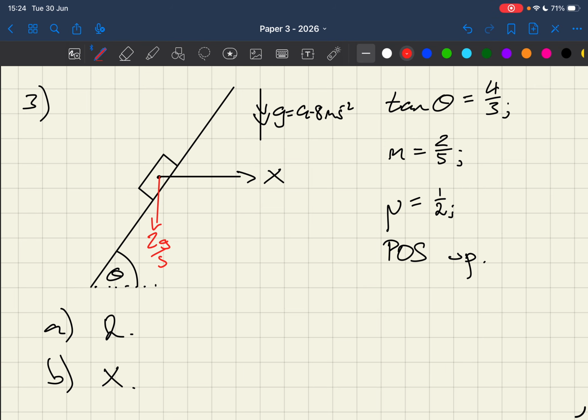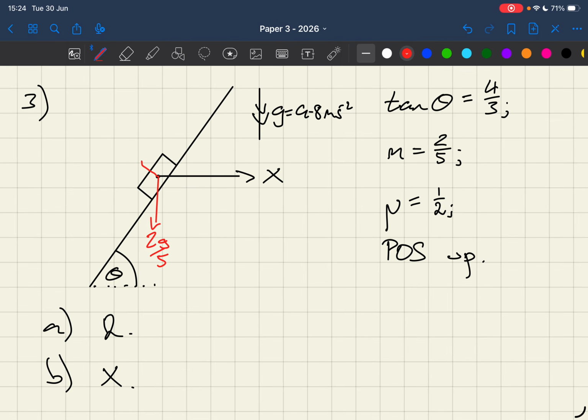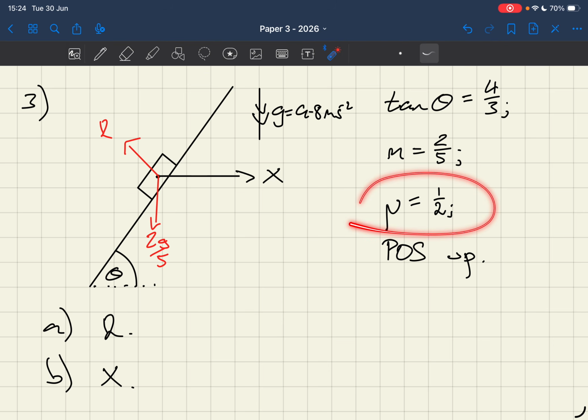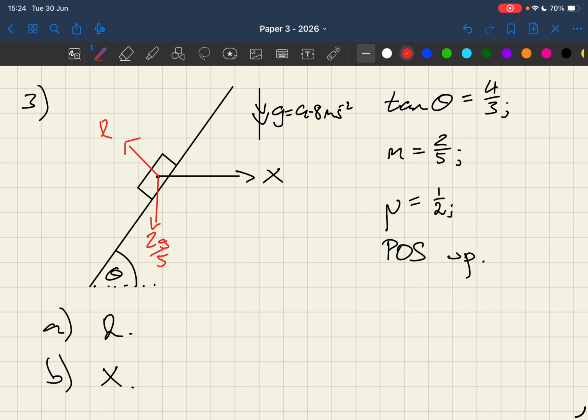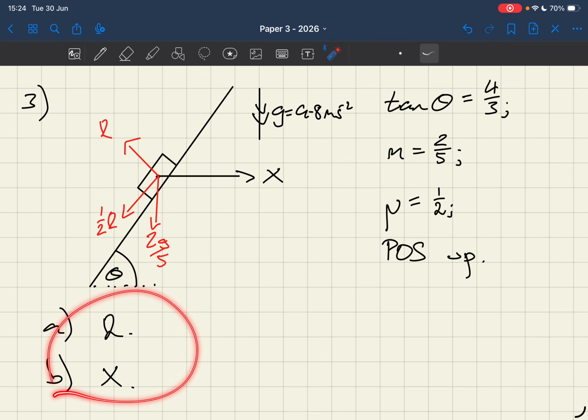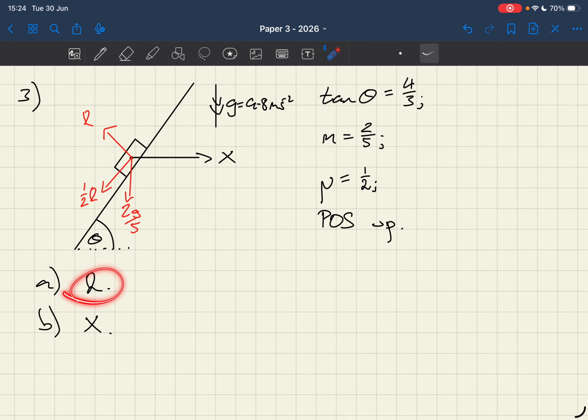So 2g on 5. We'll have some reaction force because we're touching a slope. That will come up there, perpendicular to the slope. And we were told we have friction. We're at the point of slipping up the plane. So our friction is going to be pointing down the slope. So half of r in this case. That's good. Question then asks for r and x. That's all you can really find from here, isn't it? I suppose you could find the friction if you wanted to, but that's just half of r.